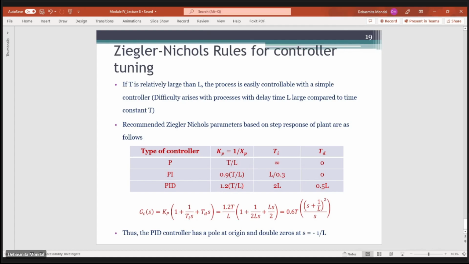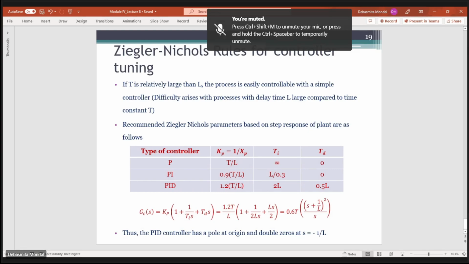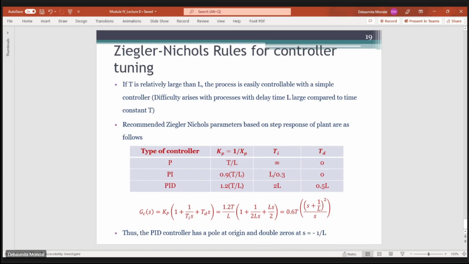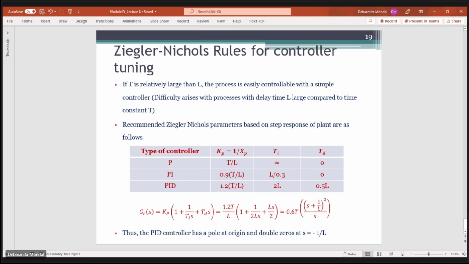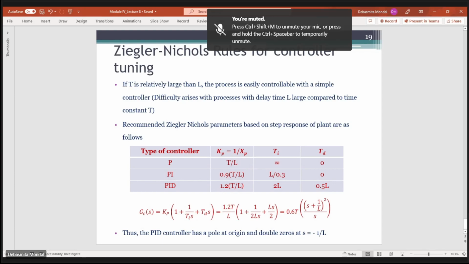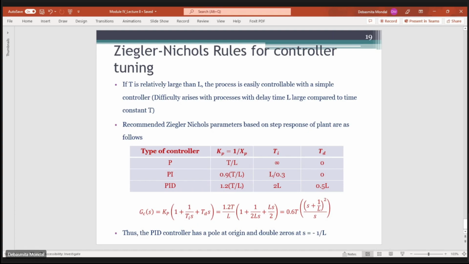In that case we have to use the root locus technique. Given the transfer function of your system, you draw the root locus for a P controller only and find the value of the proportional gain. Then if you include P and I, your root locus will change, and from that root locus you again find the recommended settings for Kp and Ti. In that kind of scenario, tuning of the PID controller becomes a tedious process.